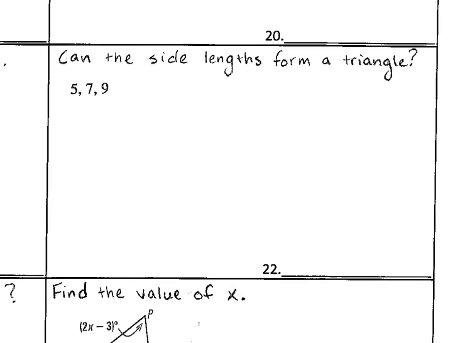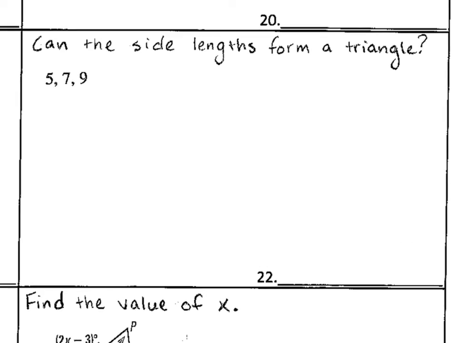In number 22, they want to know if these are the three lengths of a triangle. Can they be a triangle? Okay. Alright, so you got to plug them into the Pythagorean theorem again. Can it be a triangle?